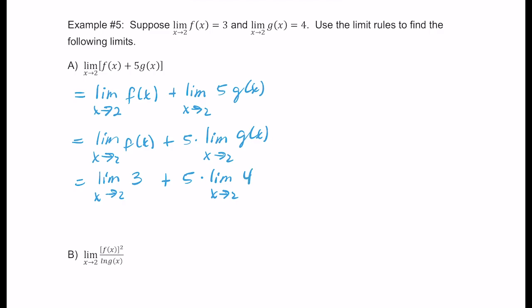And here I'm dealing with the very first rule for limits, where I'm taking the limit of a constant, so I know that the answer is just going to be 3. And then for 5 times the limit of 4, I know 4 is a constant, the limit of 4 is just 4. So it's going to be 5 times 4. And if I simplify that, I get 23.